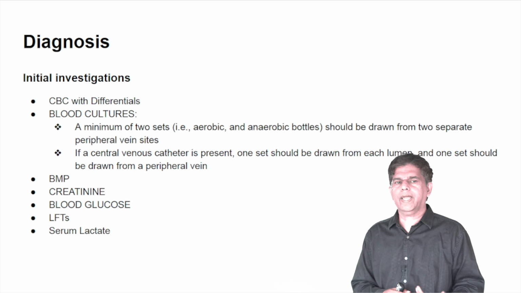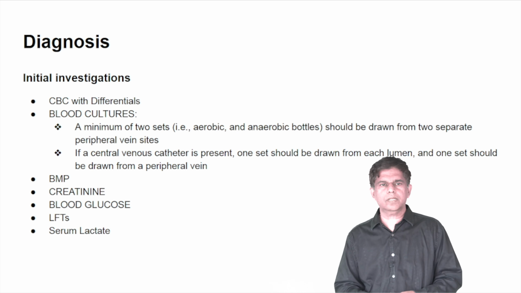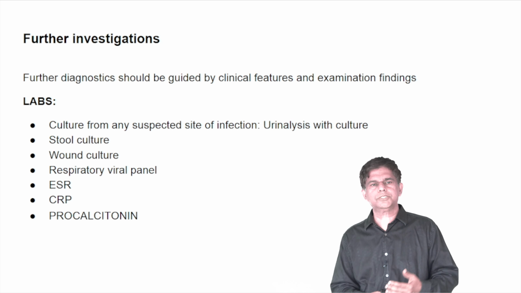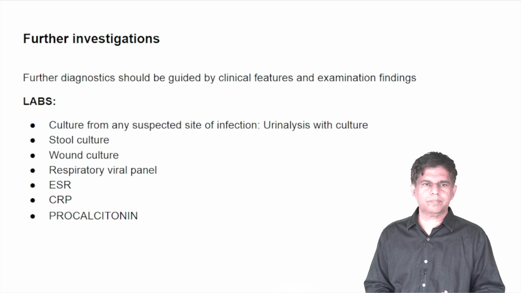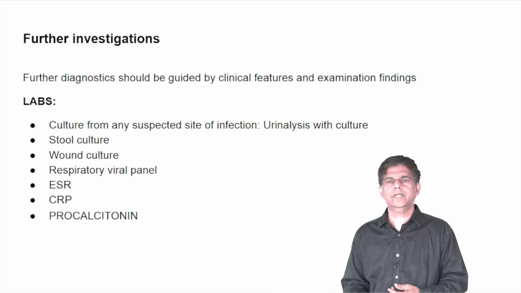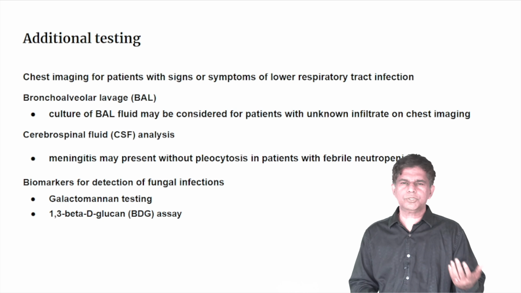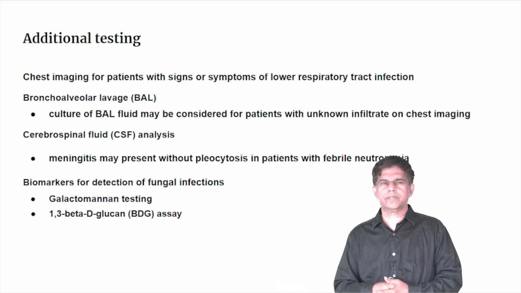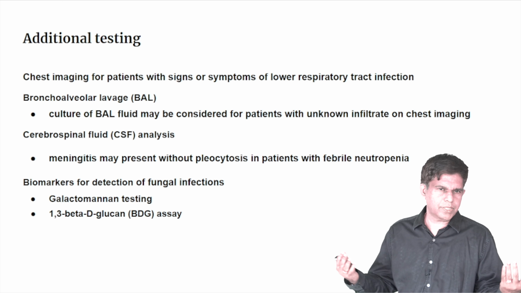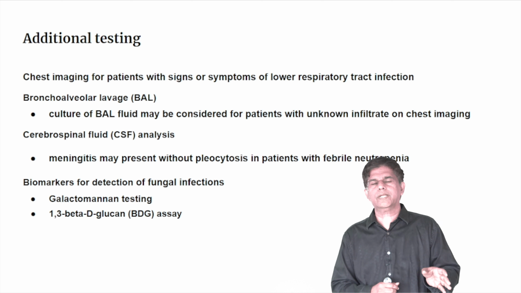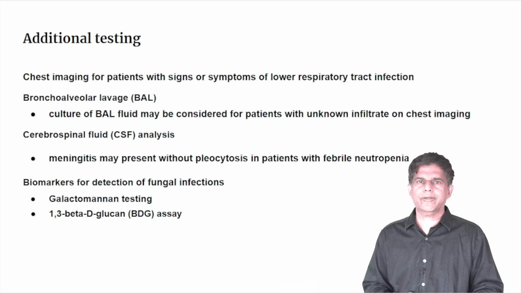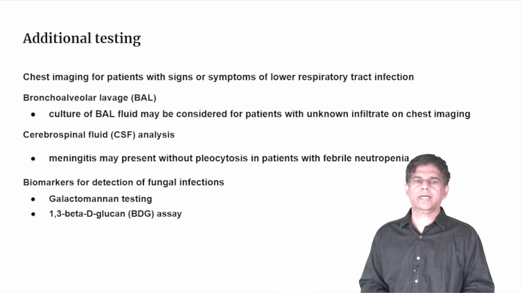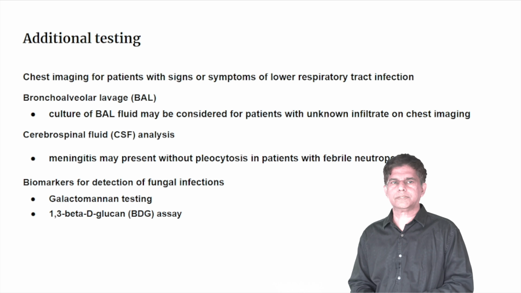BMP, creatinine, blood glucose, LFT, and serum lactate should all be checked. Also urinalysis and urine culture, stool culture, wound culture, respiratory viral panel, ESR, CRP, and procalcitonin. All of those are very useful. In some situations you take extreme measures like bronchoalveolar lavage for an unknown infiltrate on chest imaging, and if you suspect meningitis, of course you do CSF analysis. For fungal infections, you can think about galactomannan testing, and 1,3-beta-D-glucan is also useful.